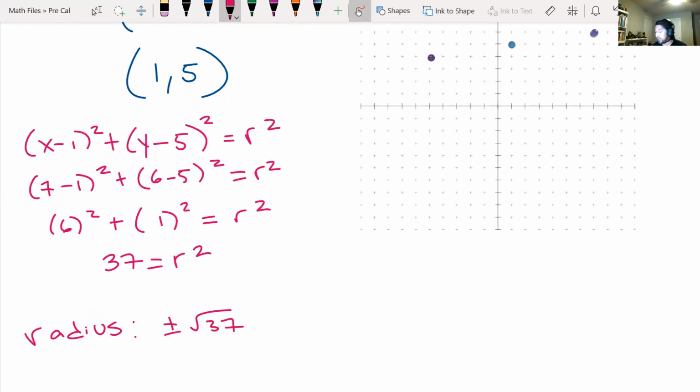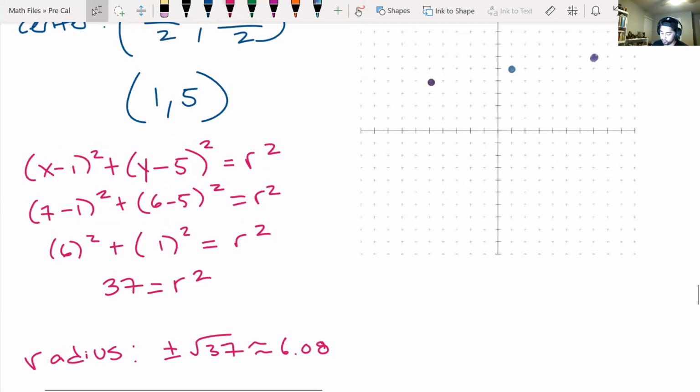But since we're graphing this, let's figure out what the square root of 37 is. It's 6.08. So why not just go by sixes? Go down 6, up 6, so you can complete your circle.